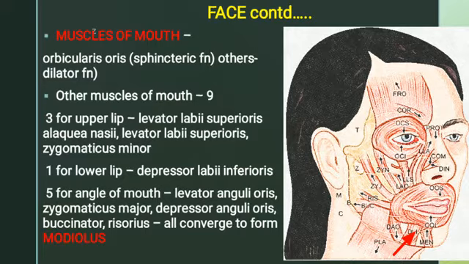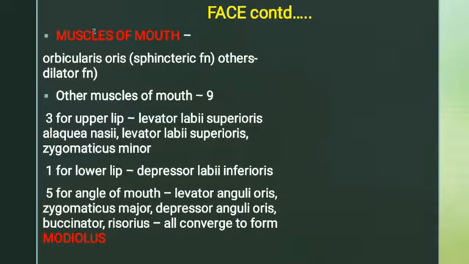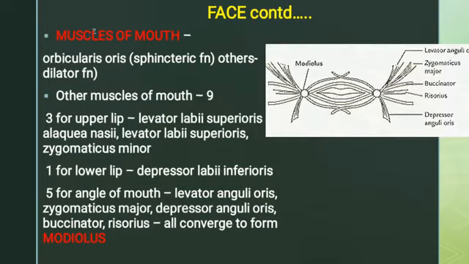5 muscles are attached to the angle of the mouth. They are levator anguli oris, zygomaticus major, depressor anguli oris, buccinator and risorius. All these 5 muscles converge to form a node-like structure called modiolus. This modiolus is situated just lateral to the angle of the mouth, opposite to the upper second premolar tooth.